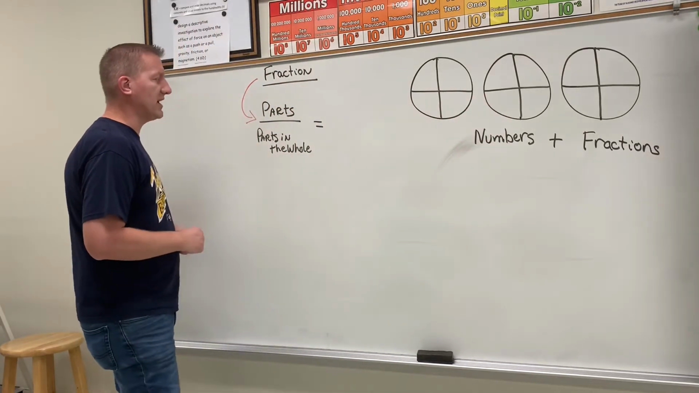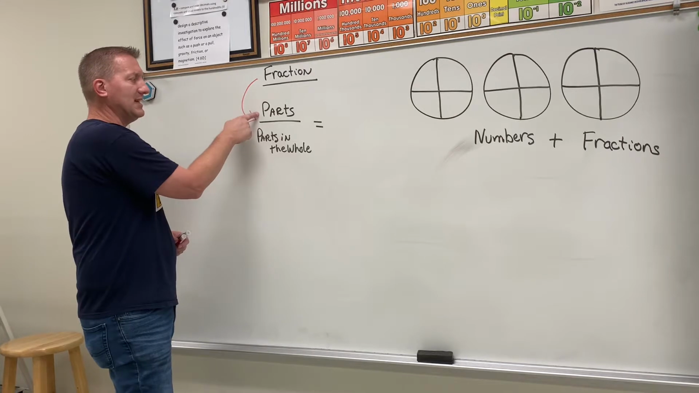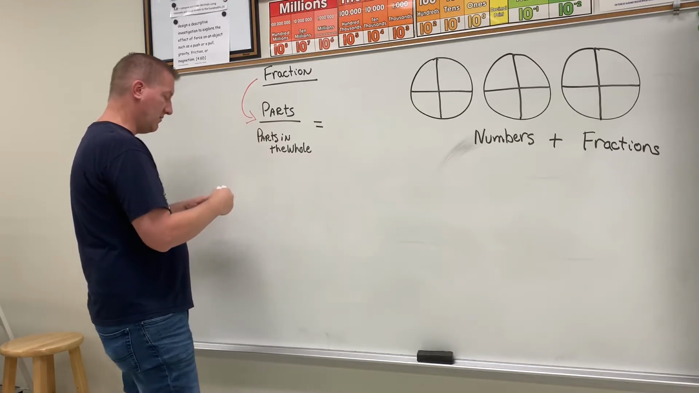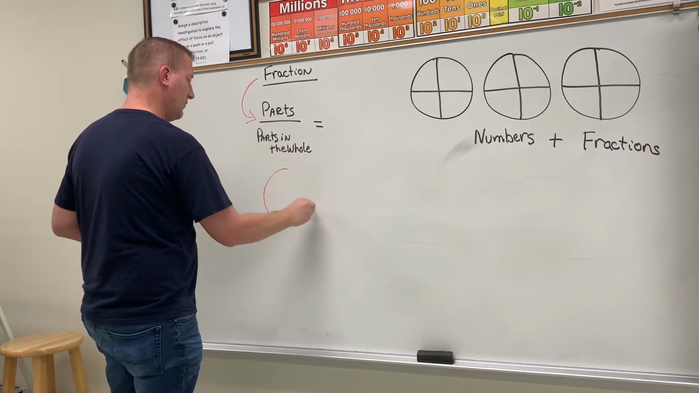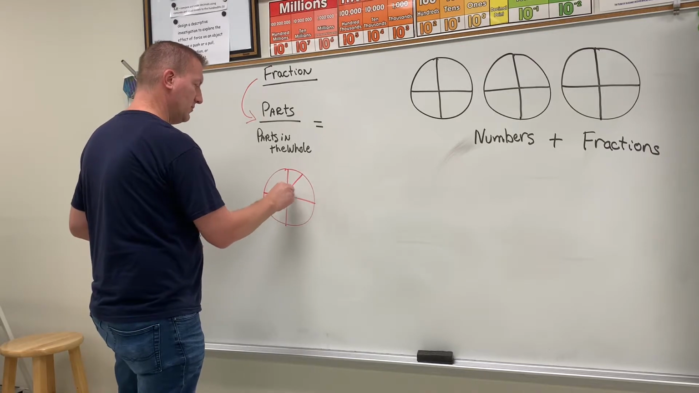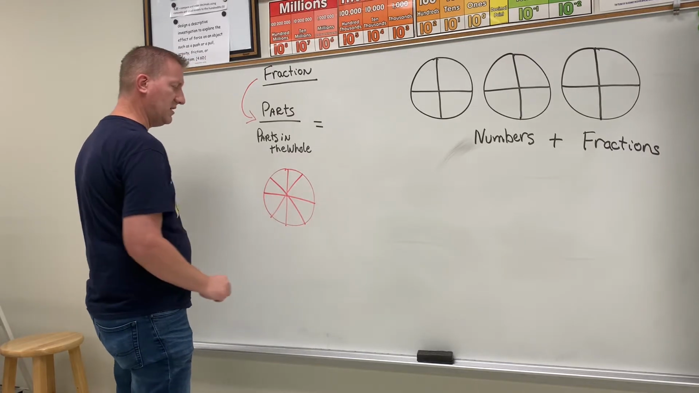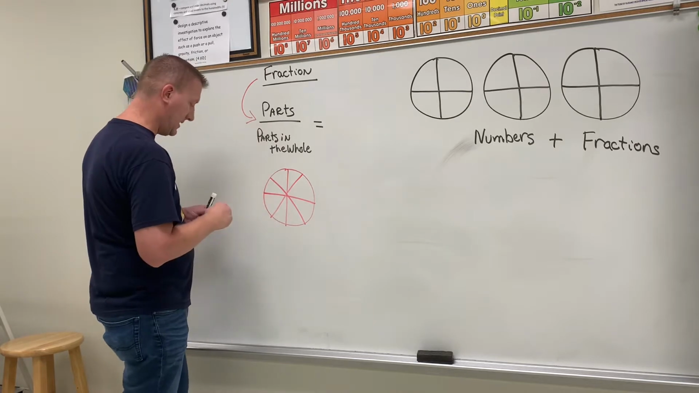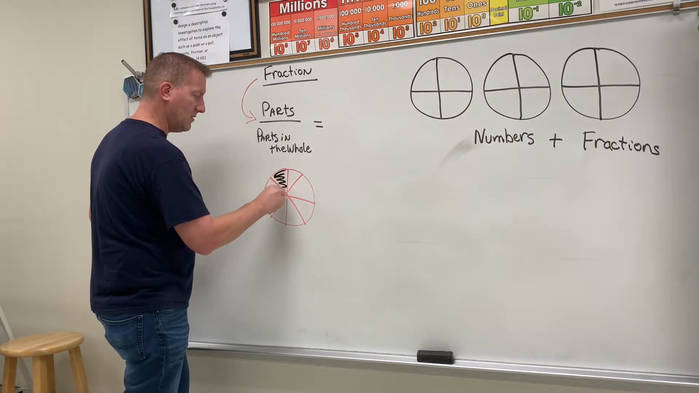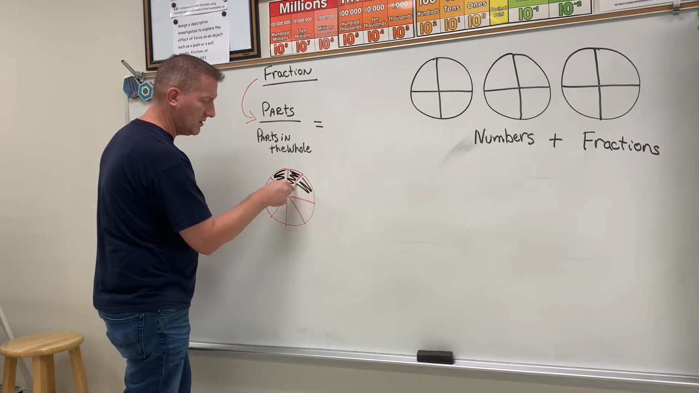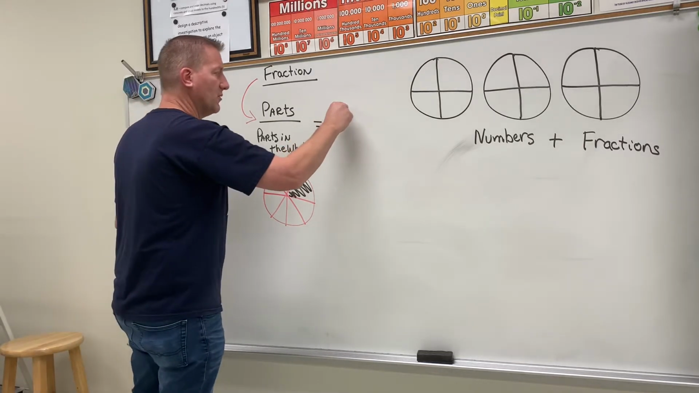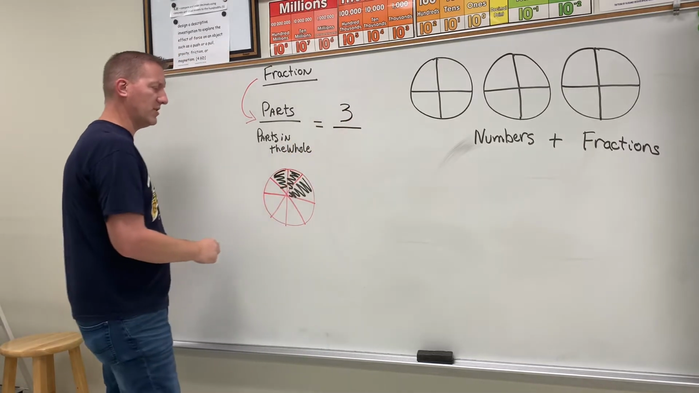Let's review what a fraction is. A fraction is parts over parts in the whole. So for example, if we had this pie here, and we cut it into 8 equal parts, and let's say little Mikey ate 1, 2, 3 of the parts. So 3 would be your numerator.